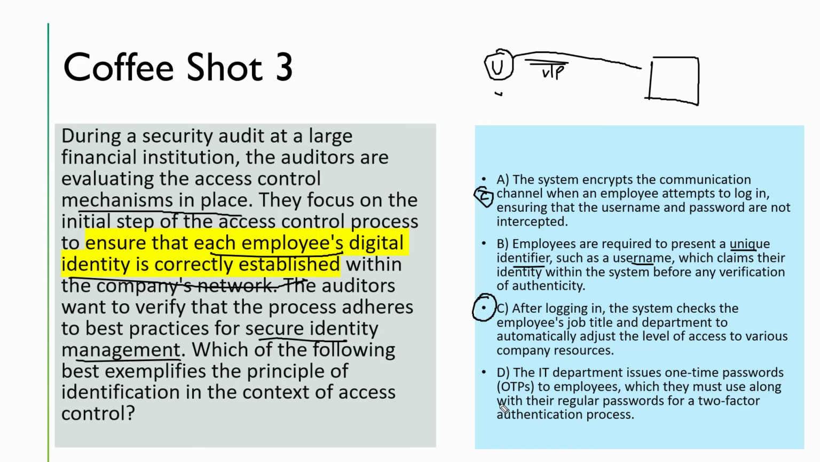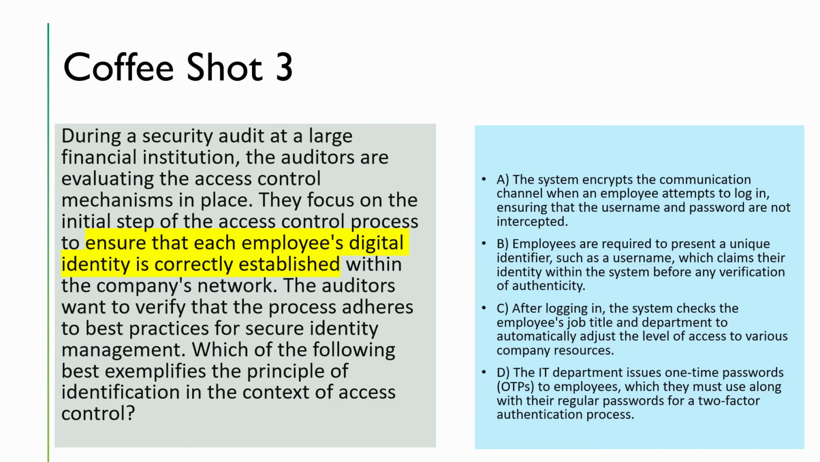D says the IT department issues a one-time password to the employee, which they must use along with the regular password for a two-factor authentication process. This is more about verifying the authentication. So the closest answer, the one that covers identification, is B, because the employee is required to present a unique identifier such as a username, which claims their identity within the system before any verification of authenticity. And that is how you can exemplify the principle of identification.